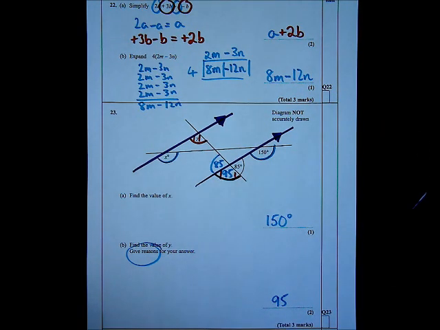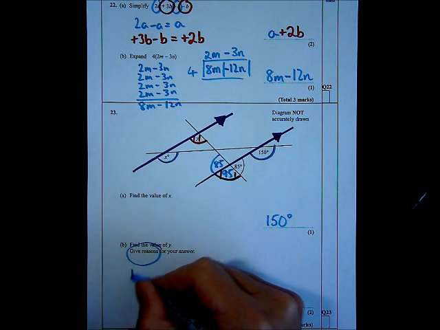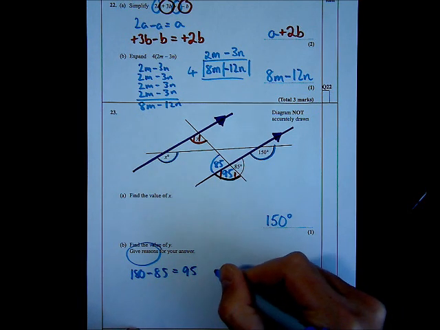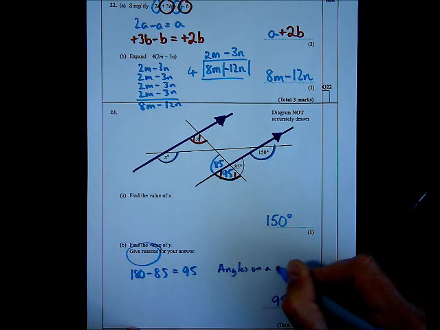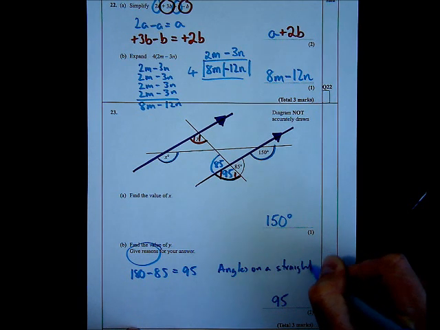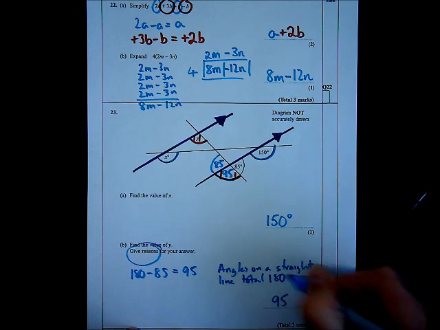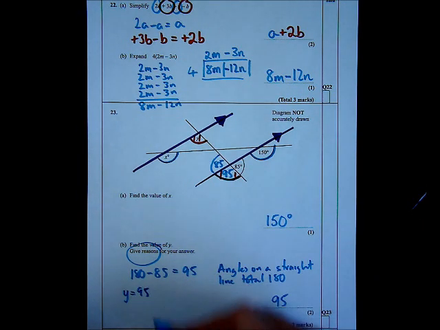So I need to give reasons for my answer. So the first thing I'm going to describe is where the 95 came from. So 180 take away 85 equals 95. And I'm going to put because angles on a straight line total 180 degrees. And then I'm going to say that y equals 95. And that's because those angles are corresponding.